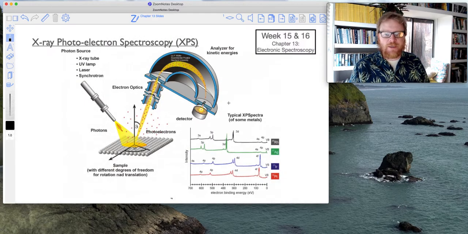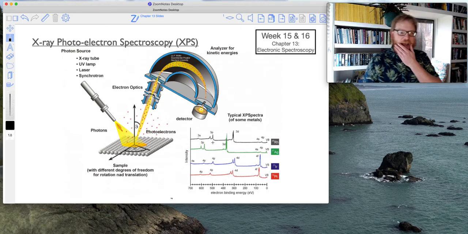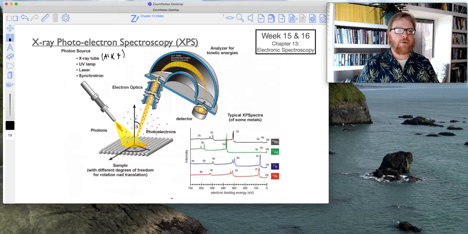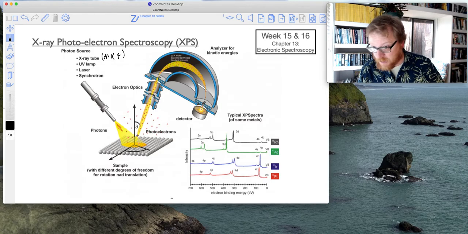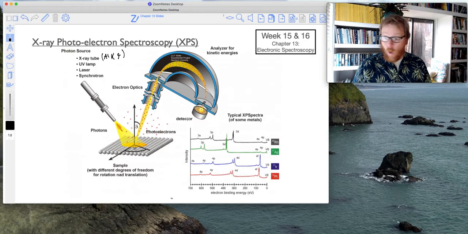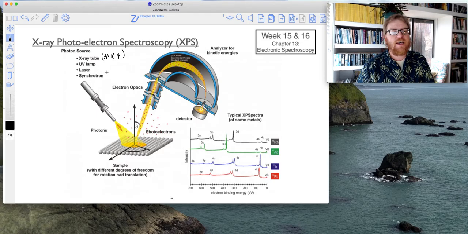So let's get a better look at the hemispherical energy analyzer, okay? So here you can see, this is actually showing you several different photon sources. The aluminum K alpha is the most common X-ray tube. But if you were doing just regular photoelectron spectroscopy, you could absolutely do a UV lamp. You won't be probing the core electron levels, but you can still do photoelectron spectroscopy on the valence levels with a UV lamp. You could, of course, use a laser, or you could use a synchrotron.